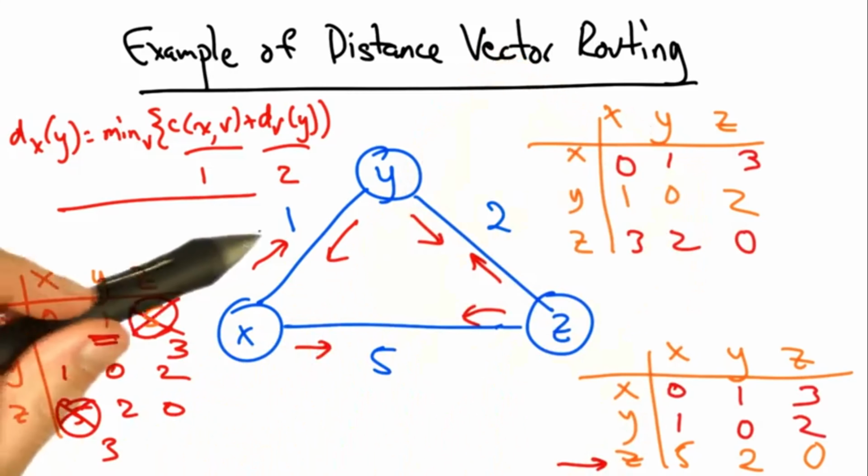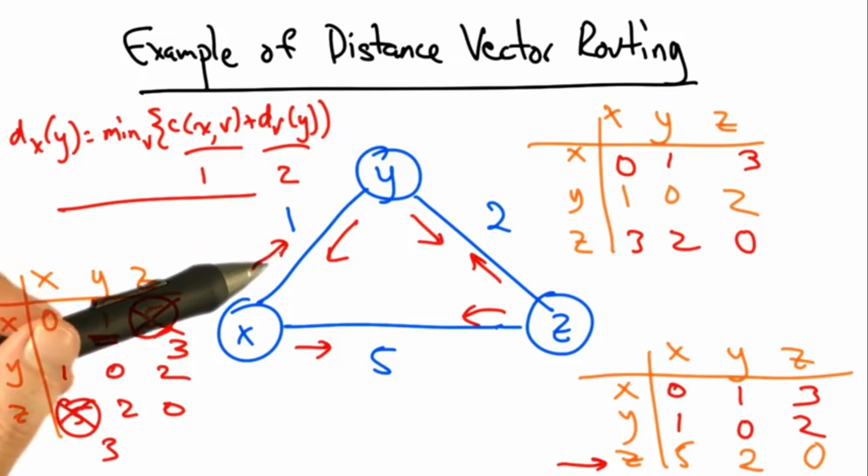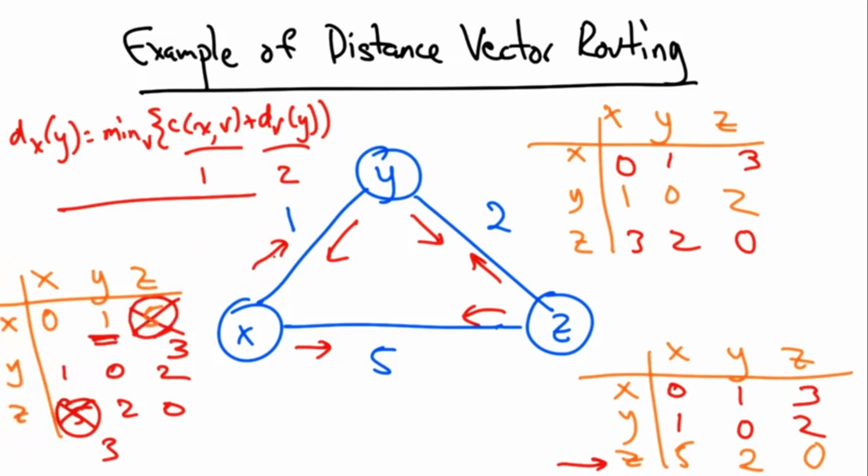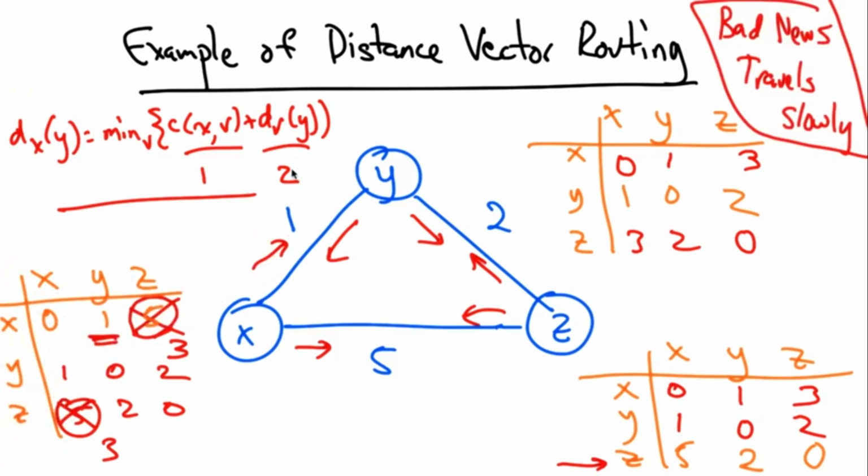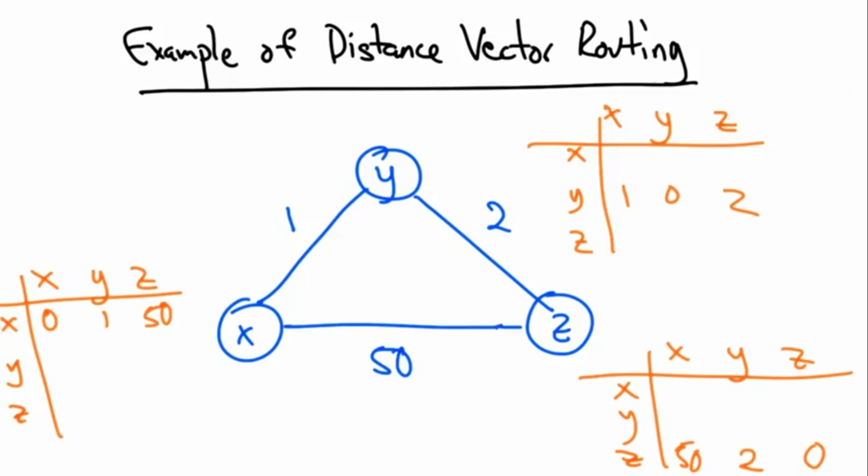Now when costs decrease, the network converges quickly. But one problem is that when failures occur, bad news can actually travel slowly. Let's look at a different example. So for the sake of illustration, I've increased the cost between x and z to 50. And now everyone starts with a different set of initial distance vectors. Now eventually, after running the distance vector protocol, we would see the tables converge as such.